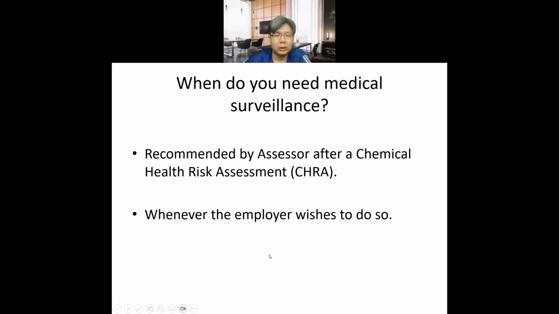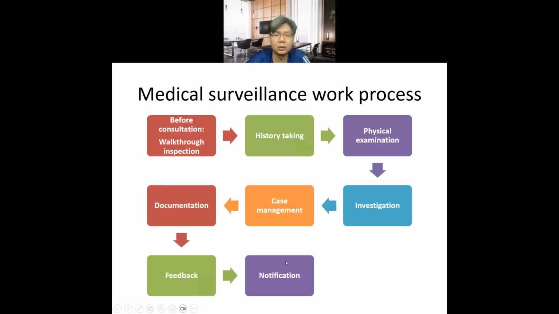So when do we need to do the medical surveillance? Whenever it is recommended by CHRA, or whenever the employer wishes to do so. Even if it's not recommended by CHRA, but you want to provide some benefits to the workers, just to make sure workers are all healthy, you can also carry out medical surveillance. That one you can discuss with any OHD that you engage with.